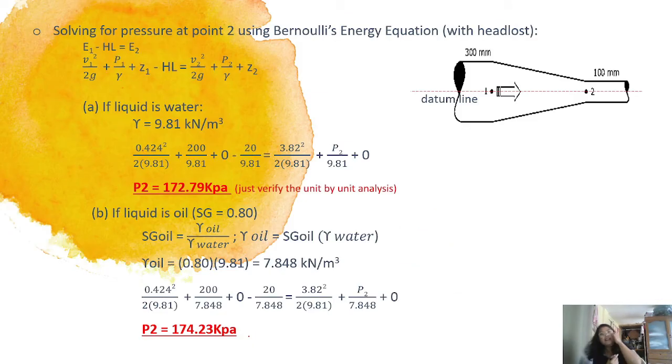Next. Ito na, ang ating Bernoulli's equation. Okay, so, na-derive naman na natin kung paano nakuha itong energy 1 minus head loss. So, considering head loss since it is given from the problem, so E1 minus head loss is equal to the energy at point 2. And we are dealing with height or head.